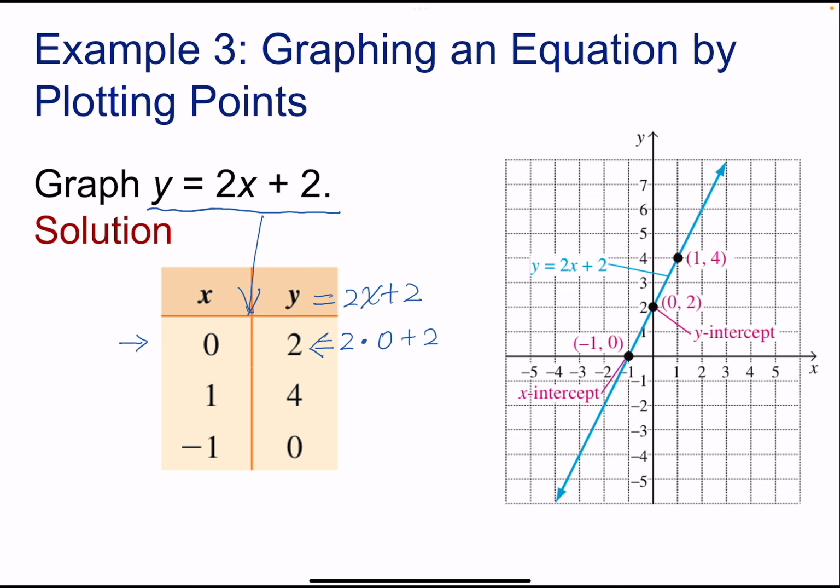Let's check another. What if x equals 1? Well, 2 times 1 plus 2. 2 times 1 is 2, plus 2 is 4. So that's why you get 4. Similarly, you can get this: when x equals -1, y equals 0. Then you plot those 3 points and connect them with a line. Then you get the graph of the line.